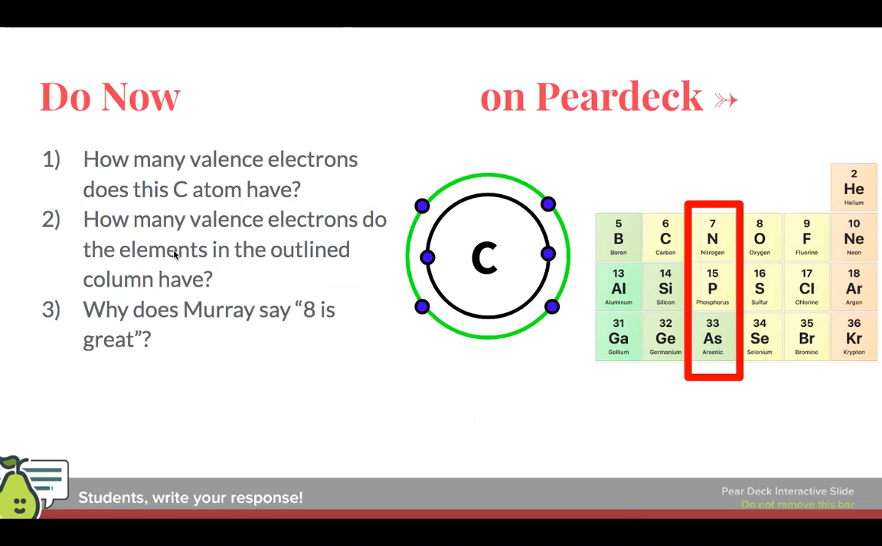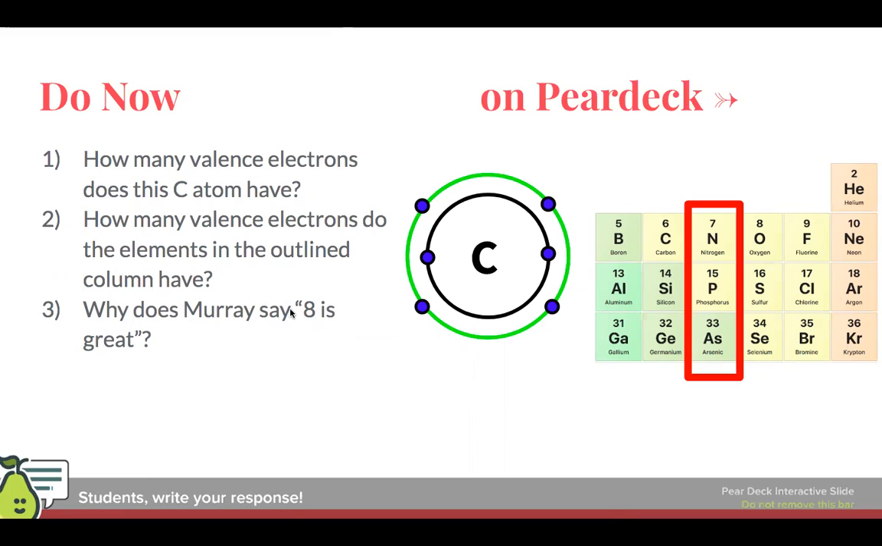So that helped us answer the second question. How many valence electrons do the elements in the outlined column have? Since this one has 4, this one's one to the right. We increase. All of these elements have 5 valence electrons. They would look different from this because instead of saying C, they would say whatever element they are, and you'd be adding another electron to the outer shell. Note that in different rows, you'd have more orbitals on here, but we're going to stop really focusing on all of the orbitals and just pay attention to the outside orbitals today.